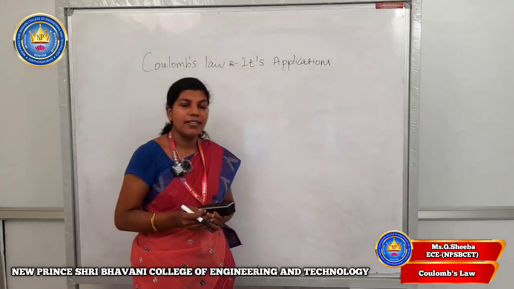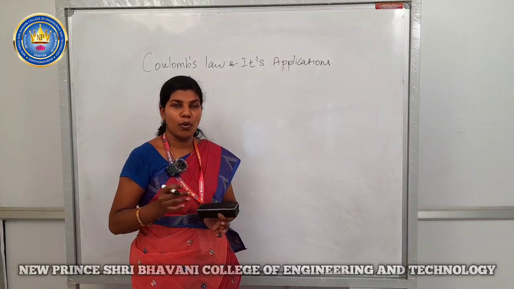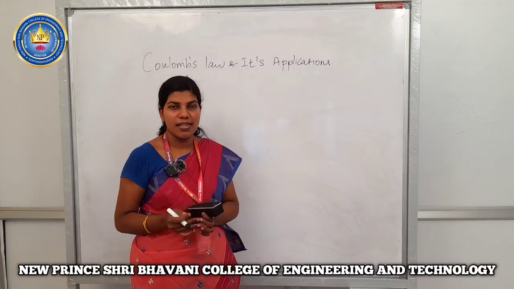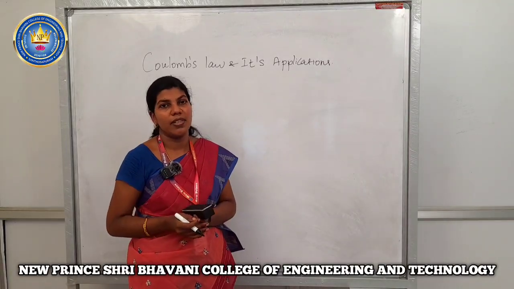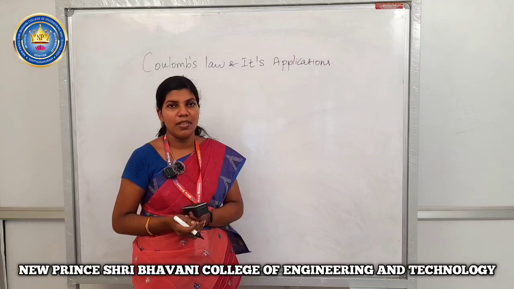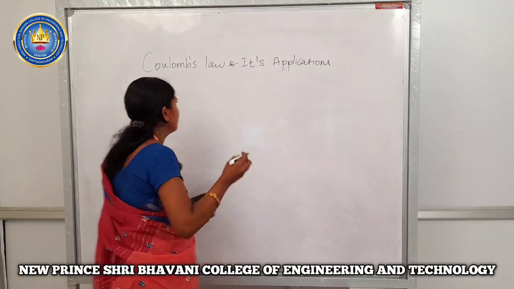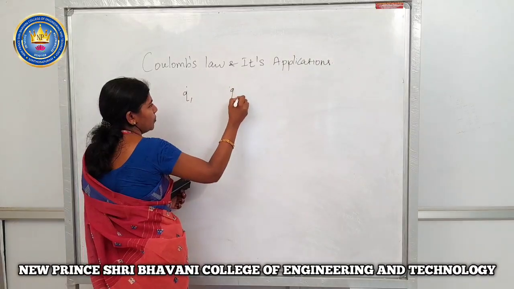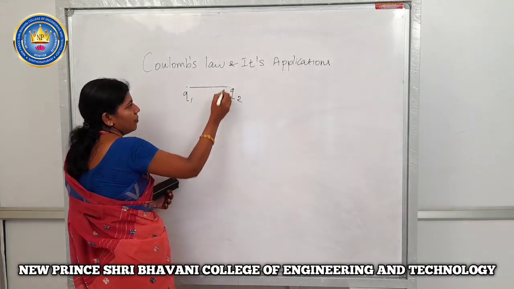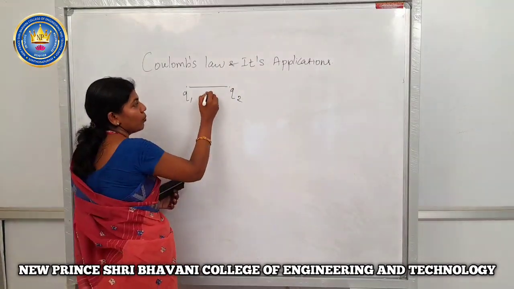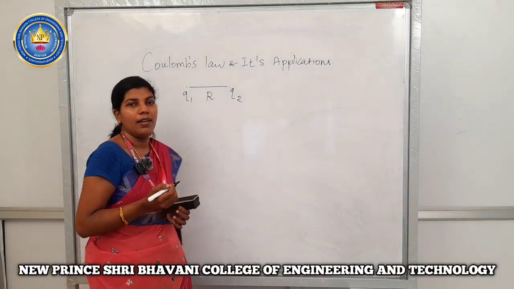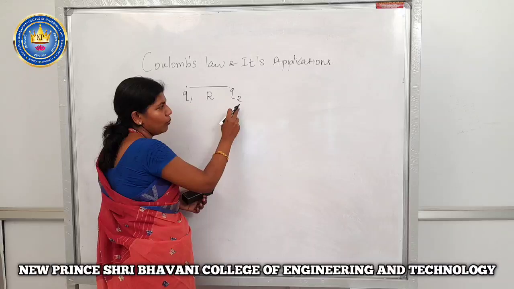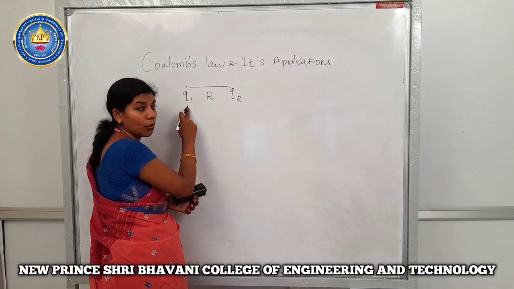Coulomb's law states that the force between two point charges is directly proportional to the product of those charges and inversely proportional to the square of the distance between them. So for this, let us consider two point charges, Q1 and Q2. These two charges are separated by a small distance r. Then Q1 exerts force on Q2 while Q2 exerts force on Q1.